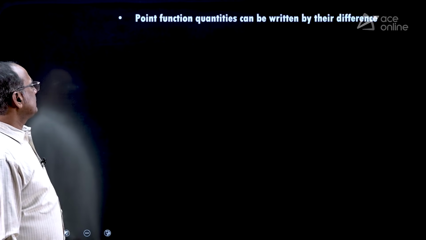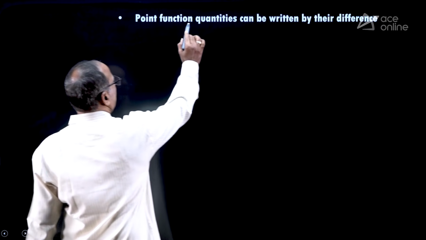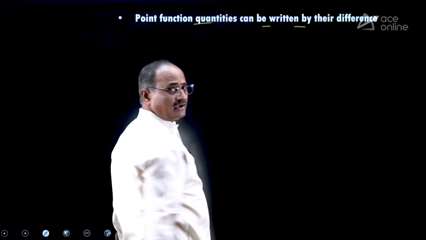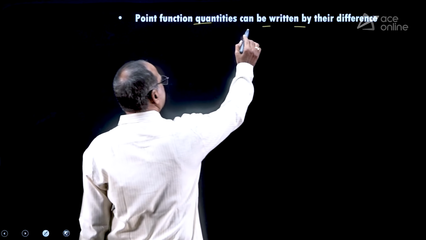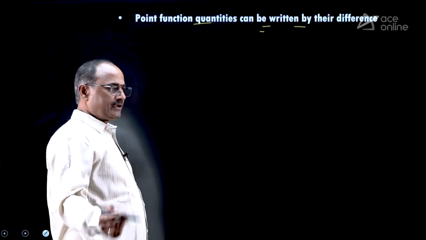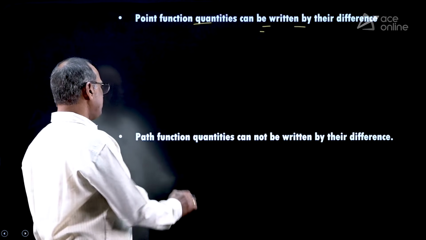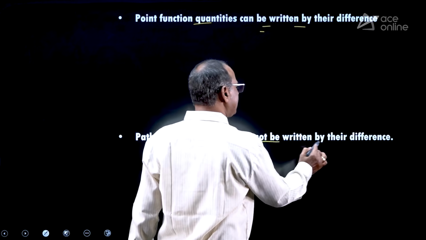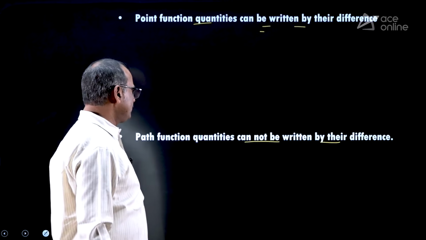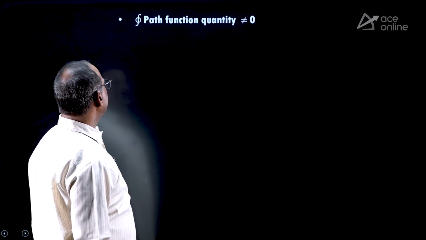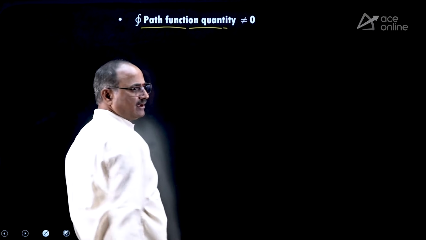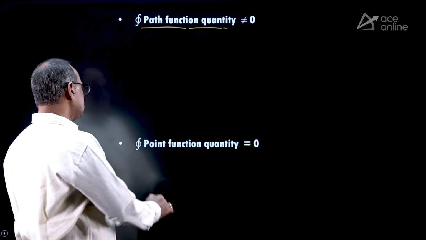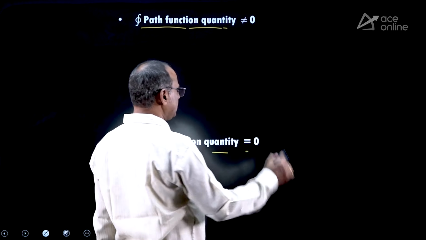Similarly, look at another important point. Point function quantities can be written by their difference. That point we have already discussed, whereas path function quantities cannot be written by their difference. Very, very important point. Similarly, look at another important point. The cyclic integral of a path function quantity is never equal to 0, whereas the cyclic integral of a point function quantity is equal to 0.